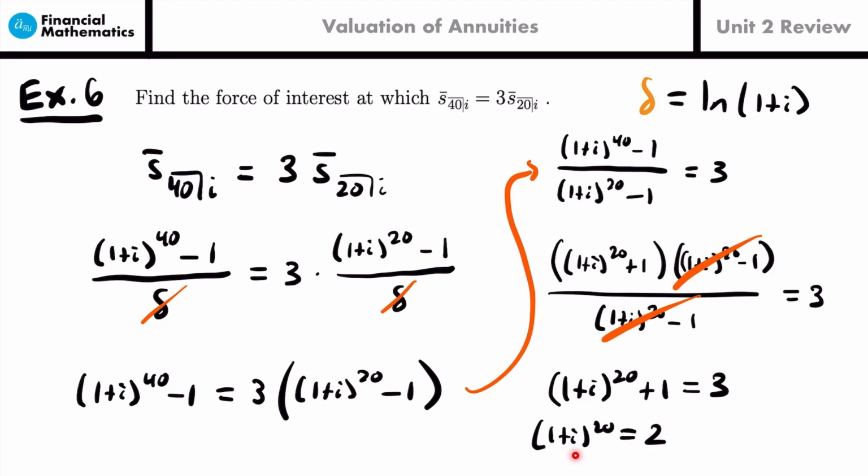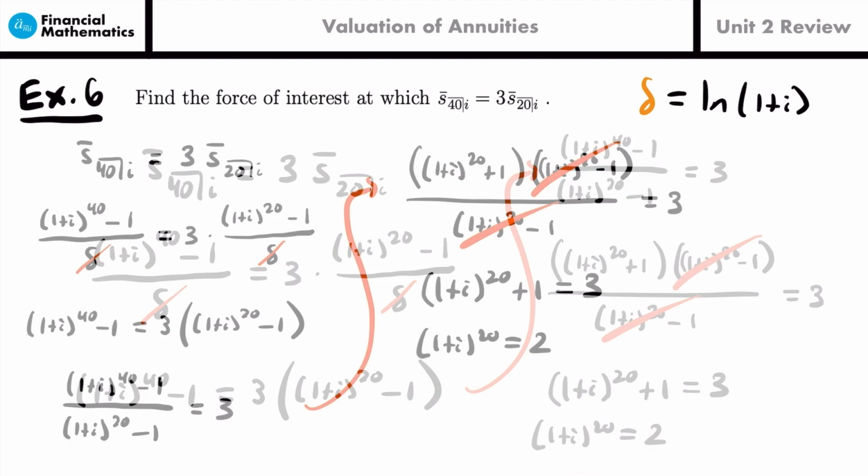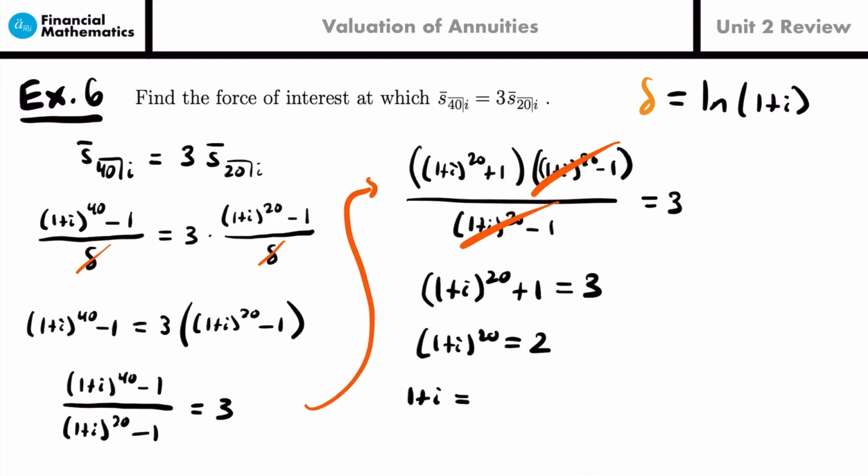And then to solve for i, you just have to take the 20th root of both sides of the equation and subtract 1. So let's work on that. We'll have 1 plus i is equal to 2 to the power of 1/20th, right? We have to take the 20th root of both sides of the equation to get rid of that 20th power. And then if we subtract 1 from both sides of the equation, I'm just going to do that right now, we'll have 2 to the power of 1/20th minus 1.